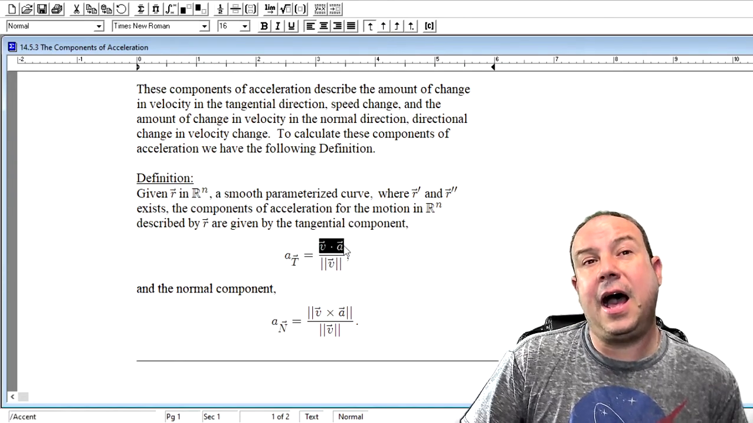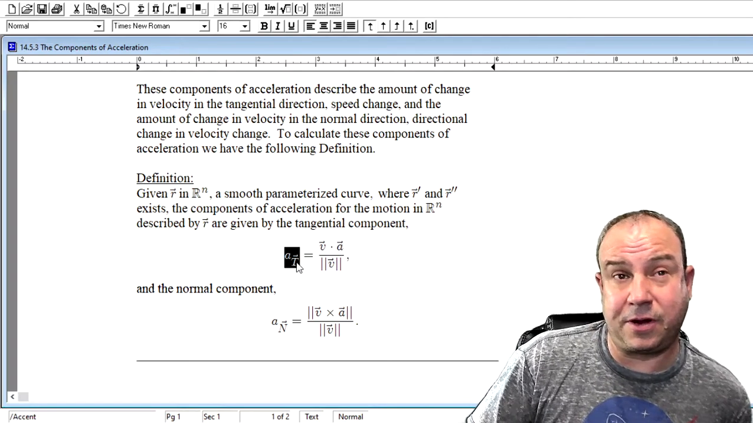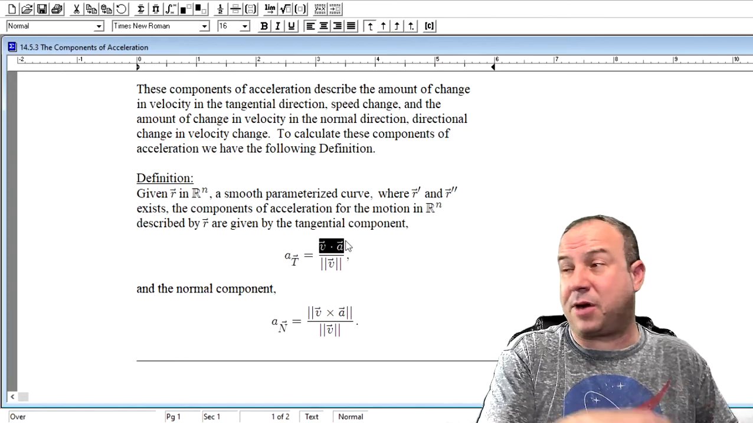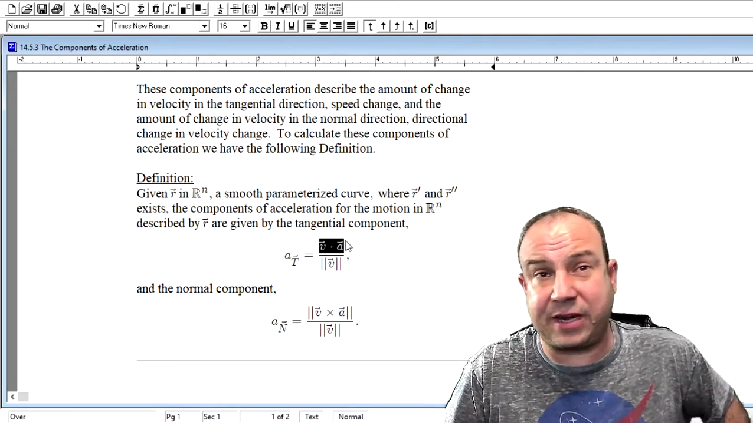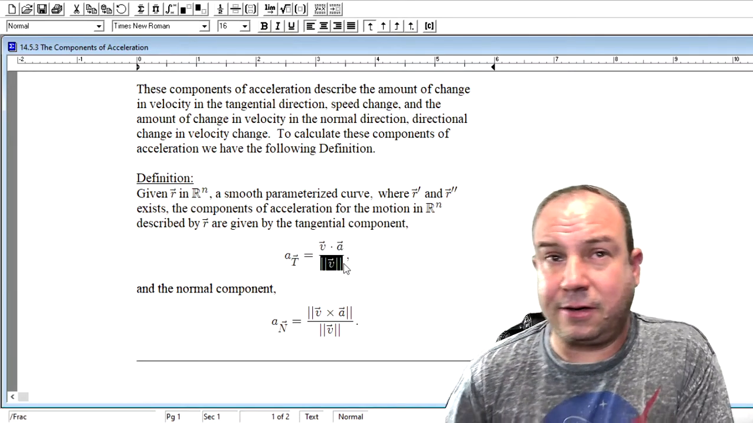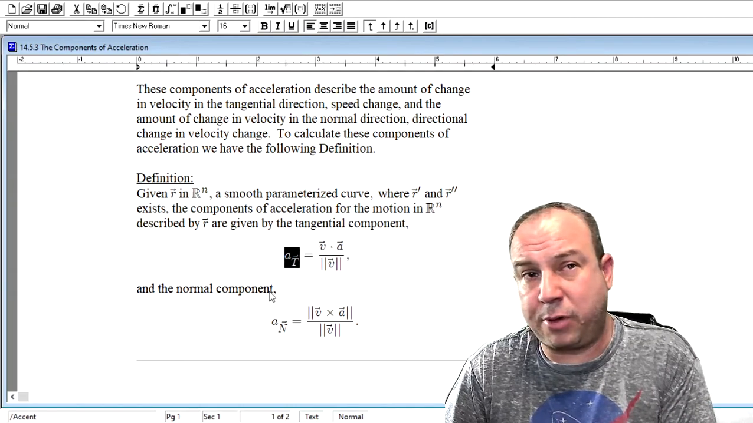These components of acceleration are scalar values. You'll notice here you are taking the scalar value for the dot product of v with a, the velocity and acceleration vectors, divided by this magnitude, which is scalar, which produces a scalar result for the tangential component.